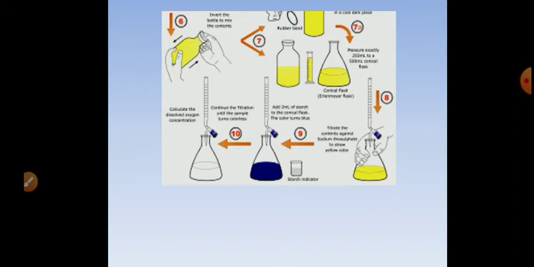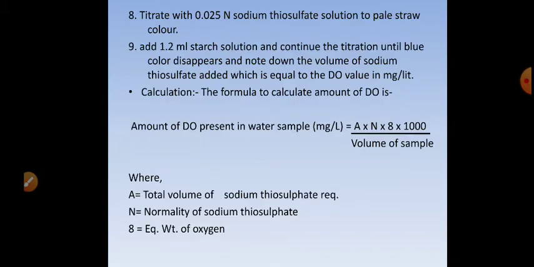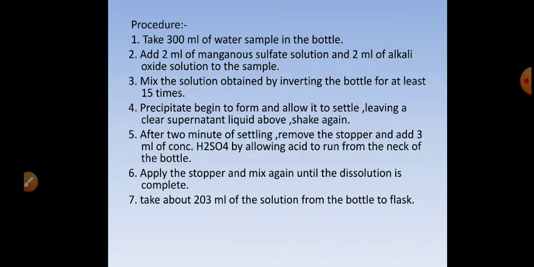Take out 203 ml of this solution into a conical flask. Make the color a little bit lighter by adding 1 to 2 ml of sodium thiosulfate solution from the burette. Then add starch indicator, and a blue color will appear. Continue titration with sodium thiosulfate solution till the color changes to white, or the solution becomes colorless.